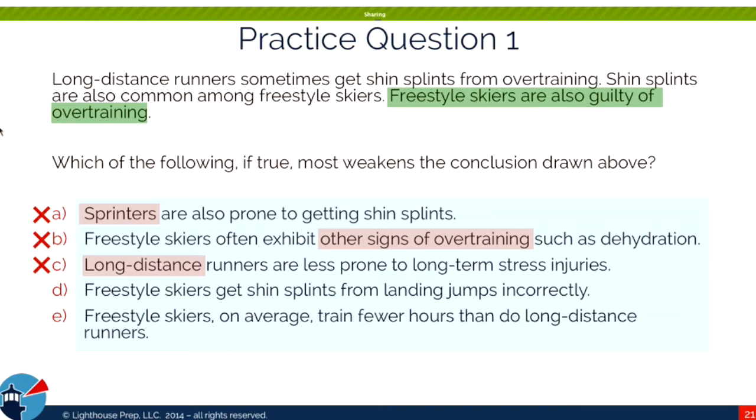Answer choice E says, freestyle skiers on average train fewer hours than do long distance runners. Well, that doesn't really tell you anything, because the word fewer here, is that really defining whether or not overtraining is happening? Overtraining could be training 2 hours a day, and freestyle skiers still train an hour less than long-distance runners, but long-distance runners are training 20 hours a day. So this is where taking something to the extreme will help you see whether or not it answers the prompt. Does it weaken the conclusion? No, because we don't really know what fewer hours means in terms of overtraining. So we eliminate this one. And because we've eliminated 4 answer choices, we can settle on answer choice D being correct.